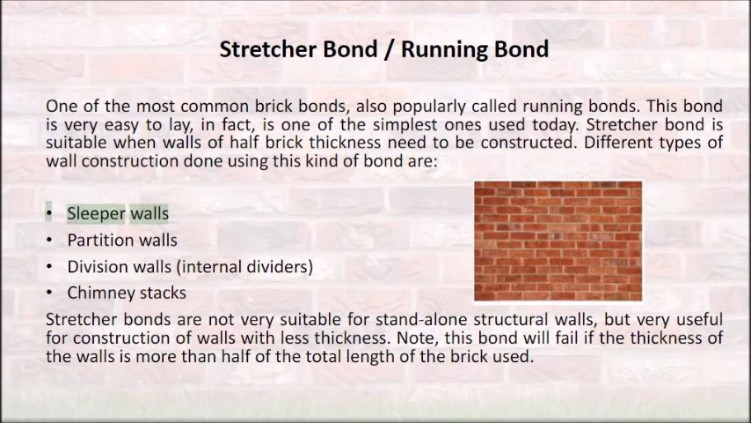sleeper walls, partition walls, division walls, internal dividers, chimney stacks. Stretcher bonds are not very suitable for standalone structural walls, but very useful for construction of walls with less thickness. Note: this bond will fail if the thickness of the walls is more than half of the total length of the brick used.